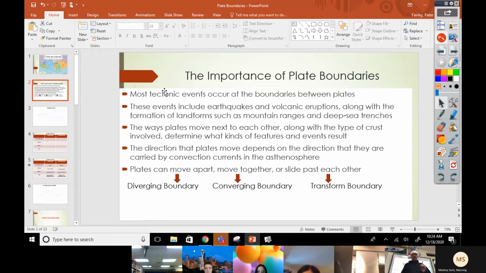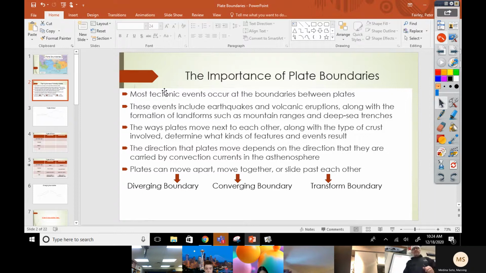What is diverging? Did we just diverge when we came together here? Actually, no, we converged. So diverge is when things go apart, converge, they come together. Transform means they slide past each other. They don't crash into one another. They don't move apart either. It's kind of like on a freeway where there's one car going one way and another car going the other way. They just slide past each other.